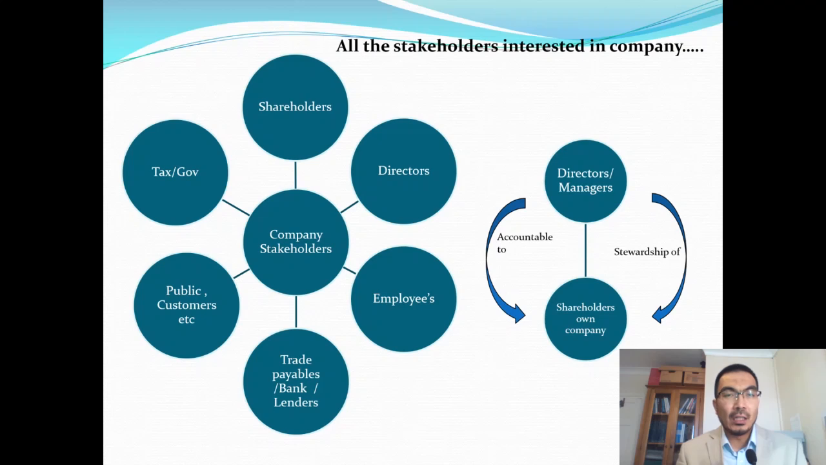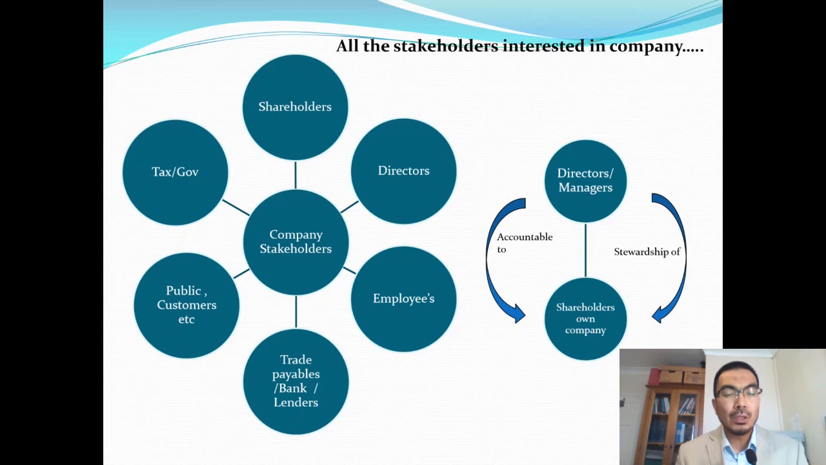So in reality, according to agency theory, directors are accountable to the shareholders, and they are stewards of shareholders because they are running the company on behalf of the shareholders. So the first one is the shareholders, and the second one is the directors. Directors also want to see the performance of the company so they can make decisions.